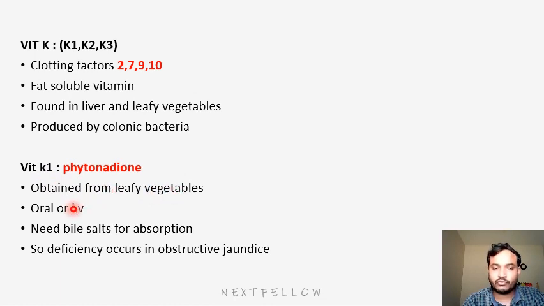For absorption of vitamin K1, bile salts are needed. So in patients who don't produce bile salts, that means obstructive jaundice patients, there are no bile salts in the gut. So there will be no absorption of vitamin K1 from the gut, leading to vitamin K deficiency. So in patients with obstructive jaundice, we will not use vitamin K1, that is phytonadione.